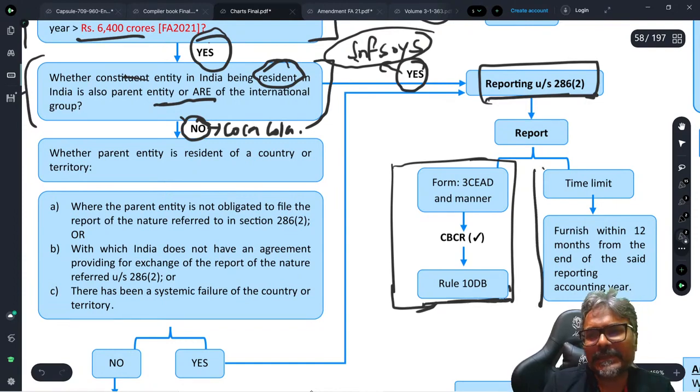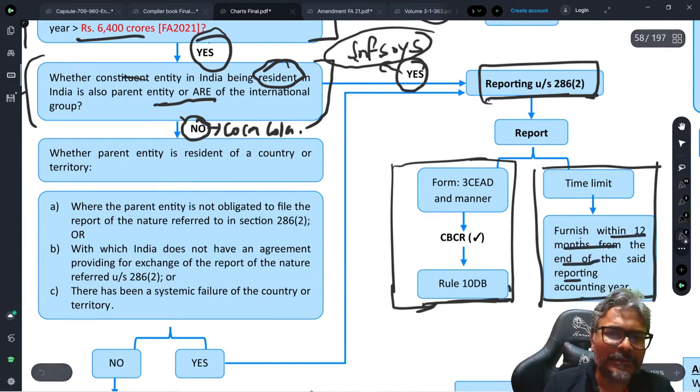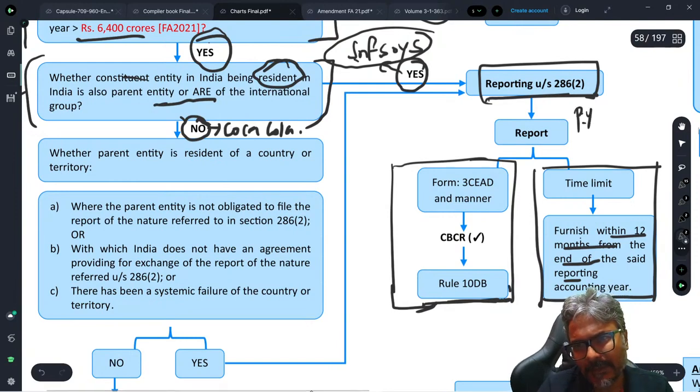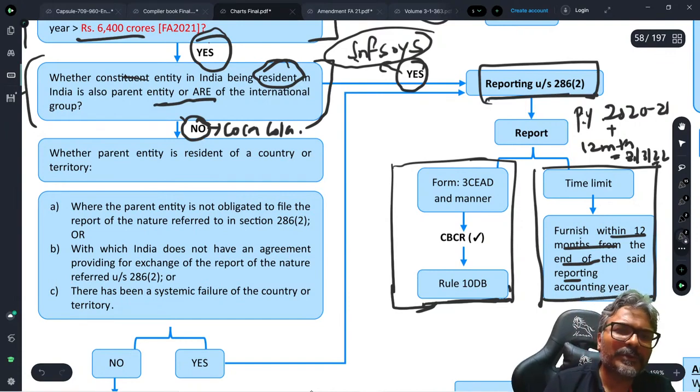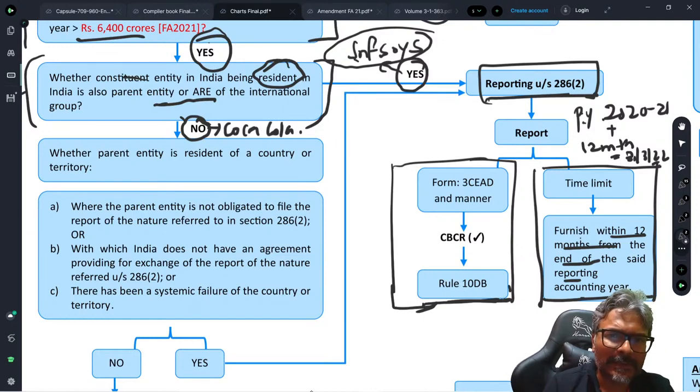The time limit, students, in this regard, is that the report would be furnished within 12 months from the end of the said reporting accounting year. So say for example, students, the previous year in this context is say 2021. So plus 12 months, if you do, it comes to 31st of March 2022. So up to 31st of March 2022, you need to file this particular CBCR report. Is that clear to all of you, students? Fine. That is point number one.